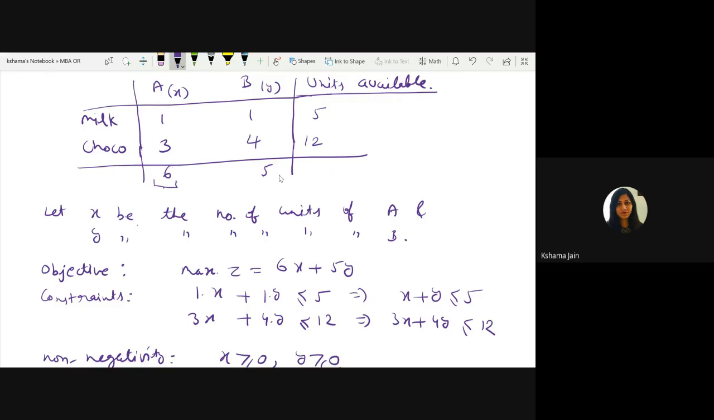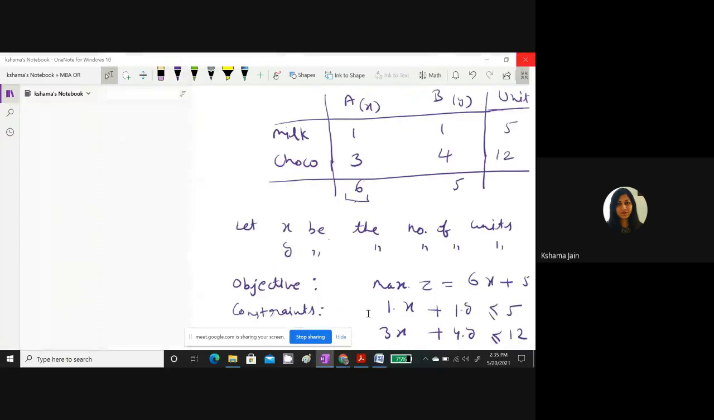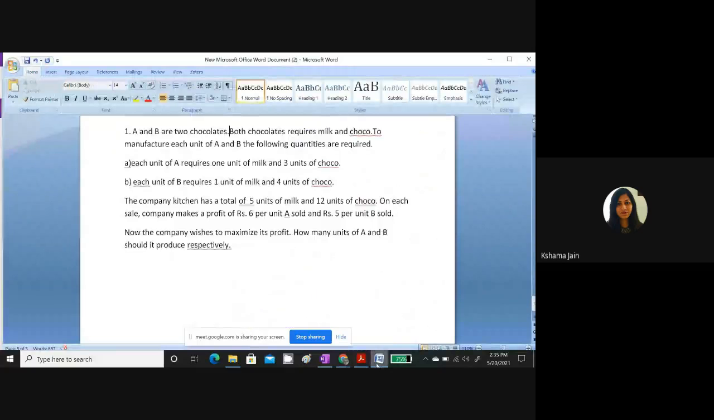Can I take second problem? Yes, ma'am. Okay. Second problem again, you need to write it, and here I am typing simultaneously. Better you write it faster than me.